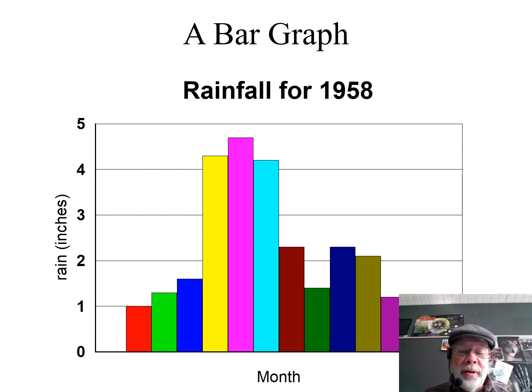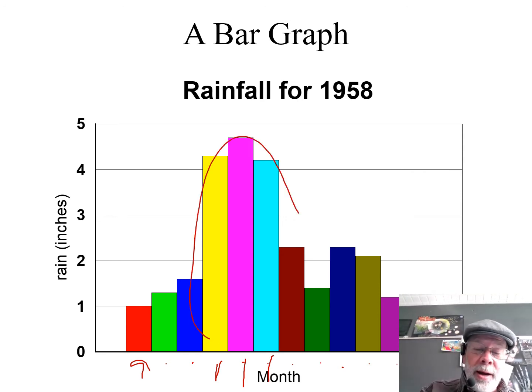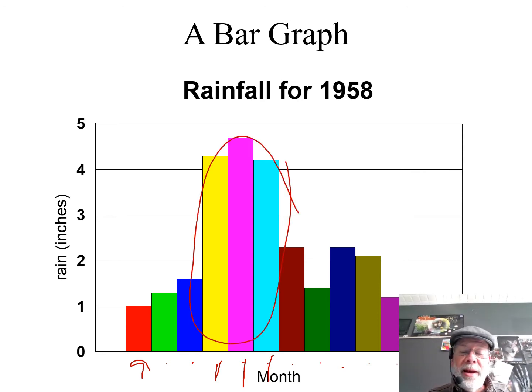So look at this bar graph. This would be rainfall for 1958. Assuming that January is here, February, March, April, May, June, July, August, September, October, November, December, when do we get the most rain? And look at that. April, May, June. In the springtime, we get the most rain. And a bar graph lets you see that very, very quickly. That's the whole point.